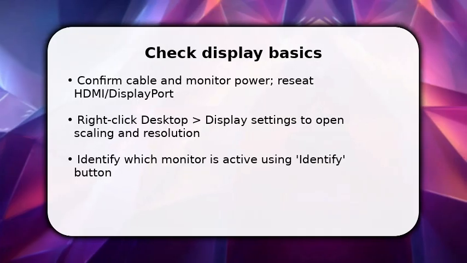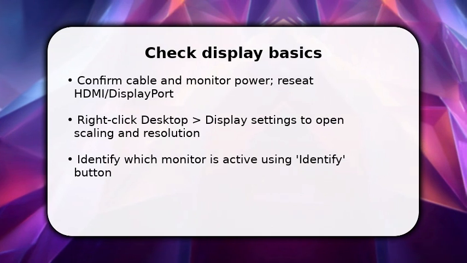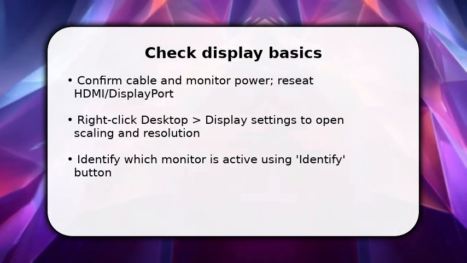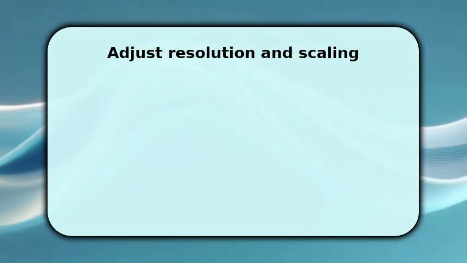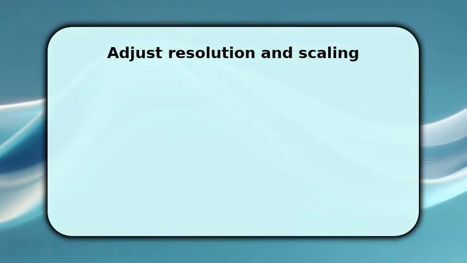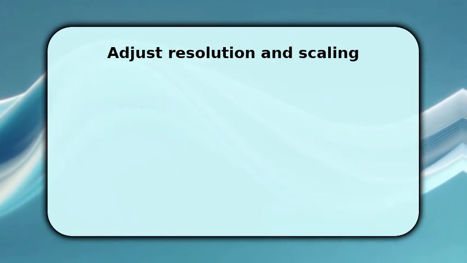If the wrong monitor is targeted, switch to the correct one now, so subsequent steps apply to the screen you're fixing. Now you'll change the values that control display size and clarity. Set the resolution to the recommended native value. That restores pixel mapping and often fixes zoomed-out content.